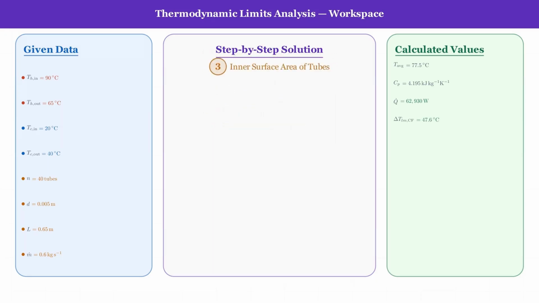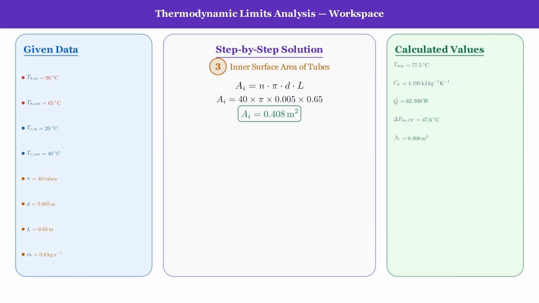Step 3. Determine the inner heat transfer surface area. The area A sub I is the geometric foundation of the rating equation, the physical interface through which all 63 kilowatts must pass. We compute it as the inner circumference of one tube multiplied by its length, summed across all 40 tubes. A sub I equals N times pi times D times L. Substituting, 40 tubes times pi times 5/1000ths of a meter times 0.65 meters. A sub I equals 0.408 square meters.